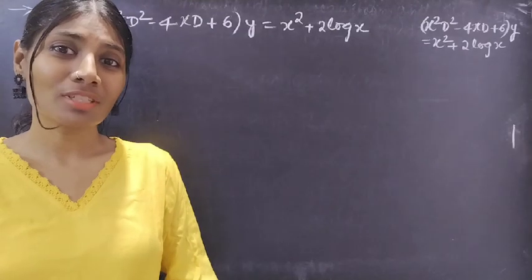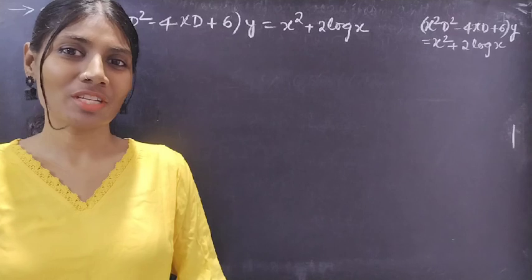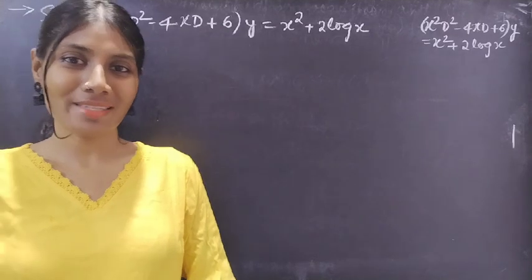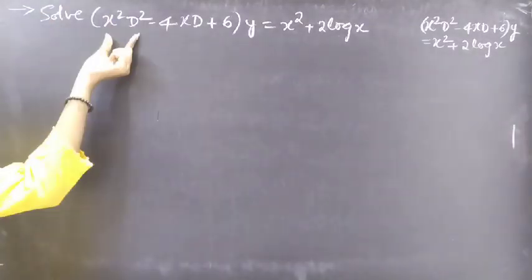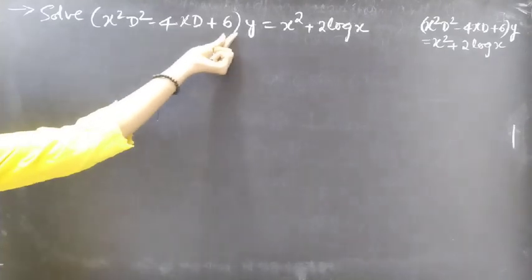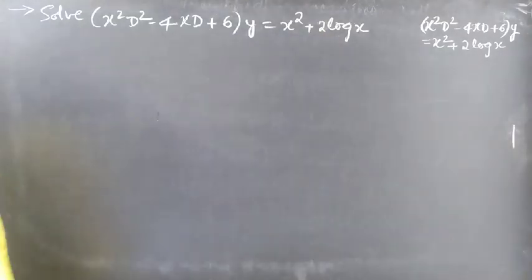In this video, we're going to solve a differential equation from higher order linear differential equations with variable coefficients. So let's get going. Problem: solve (x² D² − 4xD + 6) y = x² + 2 log x.